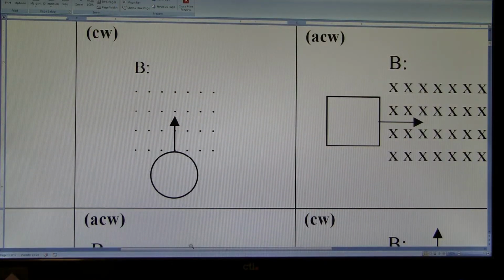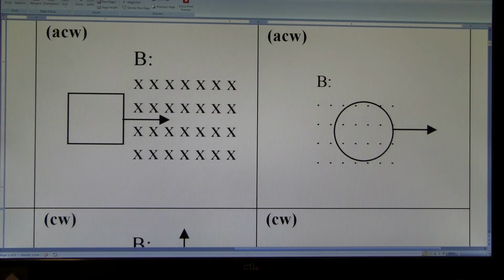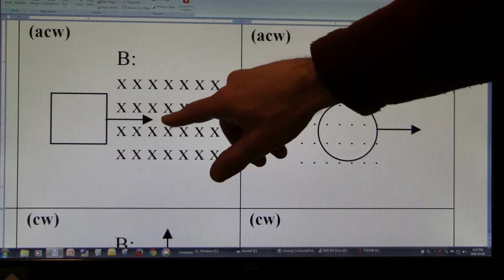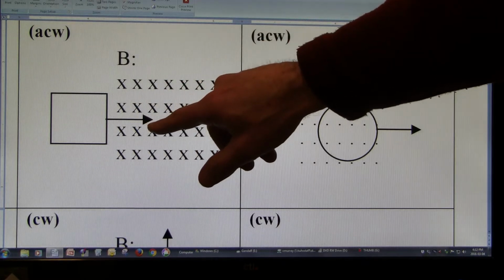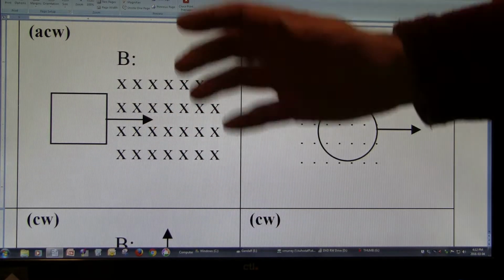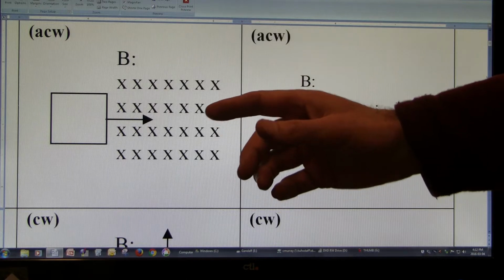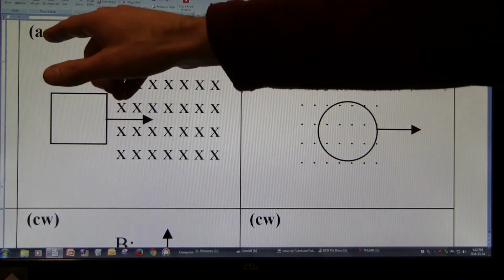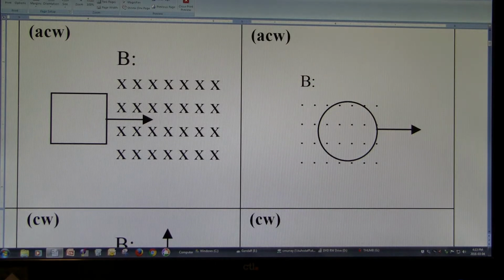Let's look at the next one here. Here a loop is being put into a region where there is an into-the-page magnetic field. So we are gaining flux into the page, so we oppose that by creating flux out of the page. Therefore it's going to go anti-clockwise.